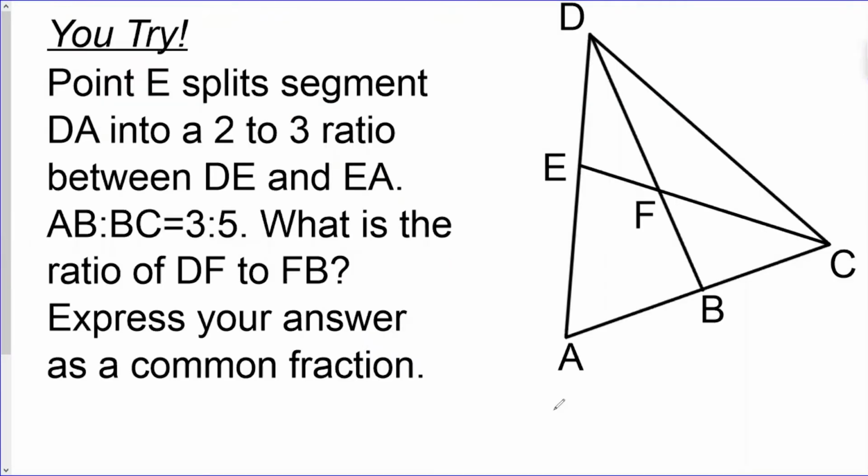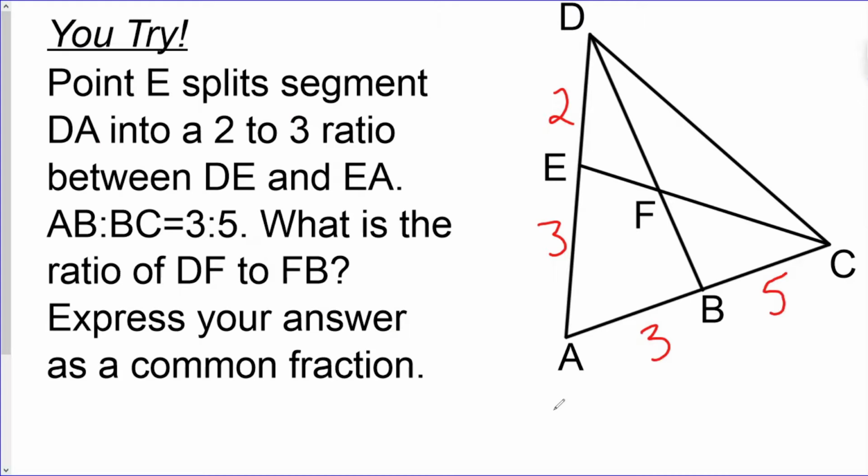Okay, so here's our first problem. We're told E splits segment DA into a 2 to 3 ratio. We don't actually know the length of DA, but we do know that the ratio of its sides is 2 to 3. We're also told AB to BC is a 3 to 5 ratio.